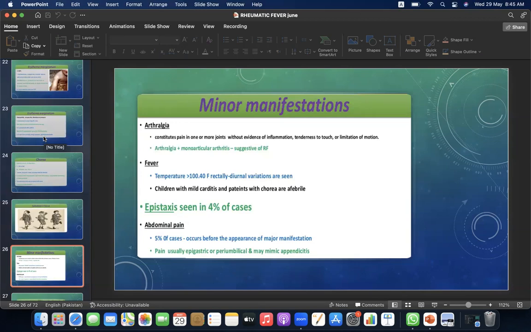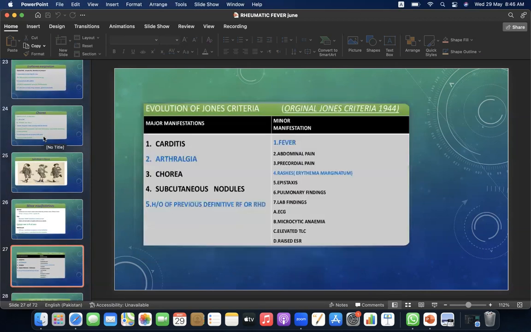Epistaxis is seen in 4% of cases. Abdominal pain occurs in 5% of cases before the appearance of major manifestations. The pain is usually epigastric or periumbilical and may mimic appendicitis.